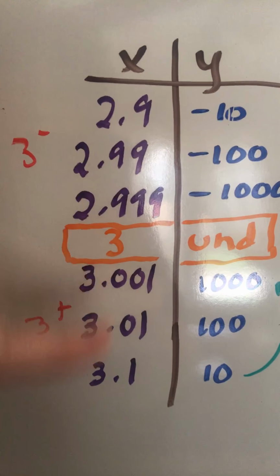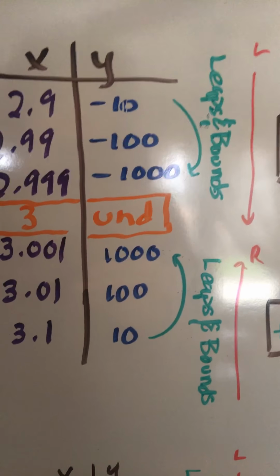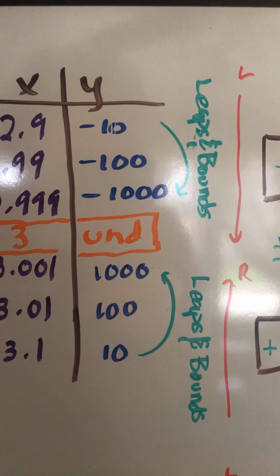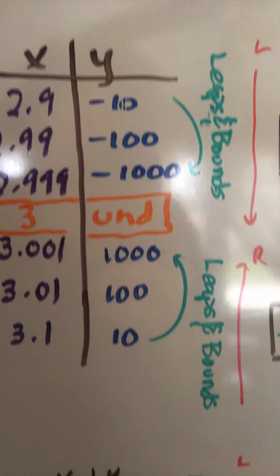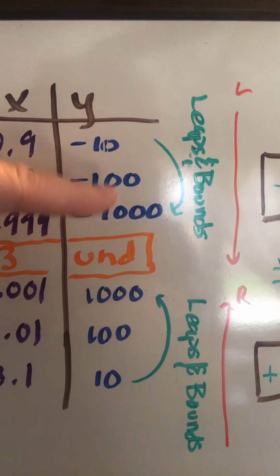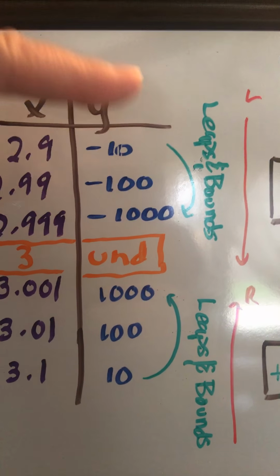So these are doing itty-bitty steps, but look over here on the y side. The y values are growing smaller and smaller and smaller. I guess they should say they're shrinking, heading towards negative infinity. Negative a million, negative a billion, negative a trillion; 10, 100, 1,000, million, trillion.